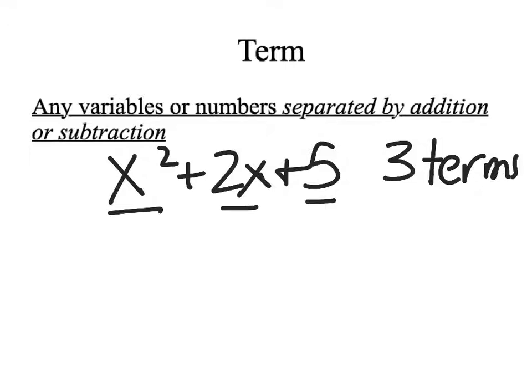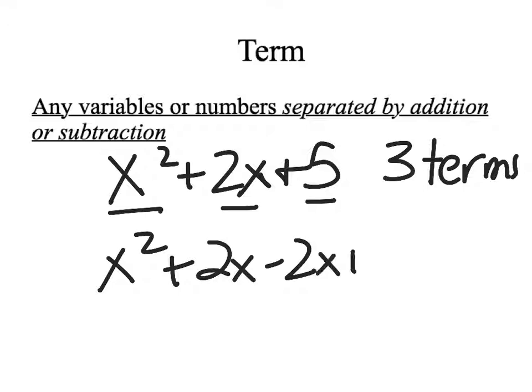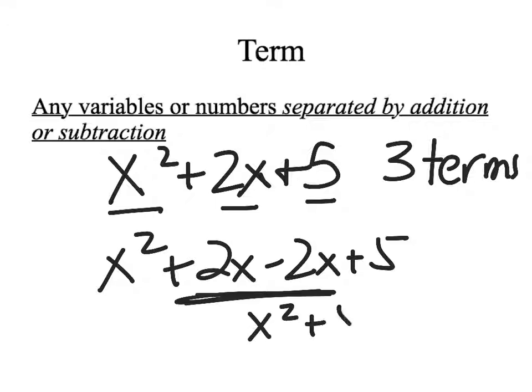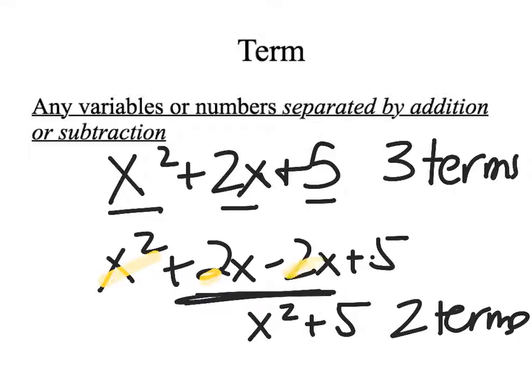But if we had x squared plus 2x minus 2x plus 5, we'll be able to put like terms together. These would go together. 2x minus 2x is 0x. We'd have x squared plus 5. We'd have a total of 2 terms. If we counted this, 1, 2, 3, 4, originally there's 4 there. But once we combine them, we go ahead and get 2. So we'll talk more about like terms in the next.